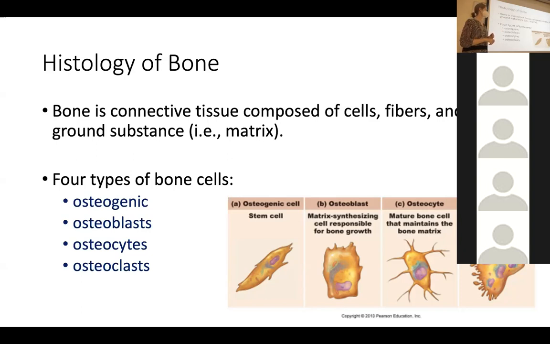There are 4 types of bone cells, all of which sound really similar because they're all osteo something. Osteo obviously refers to bone. I'll go through each of these on the next 4 slides. You have osteogenic cells, osteoblasts, osteocytes, and osteoclasts. So you can see how this is going to get confusing pretty quickly.